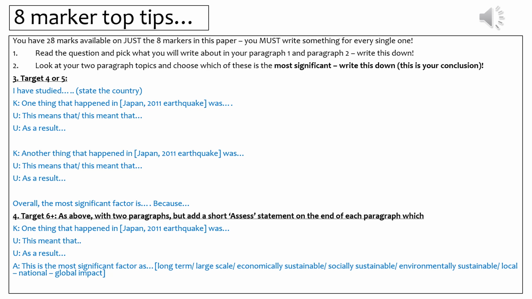What's most important for this exam is that you leave enough time for these 8 markers for some really solid planning and writing some great conclusions on the end. Never leave an 8 marker blank. Even if you have to bullet point something down, write something. Even if you forget your facts, write something. It doesn't matter as long as there's something written down, because these are worth 28 marks in total. One of them will have SPaG marks as well, and that's for spelling, punctuation, grammar and keywords from the geography course.